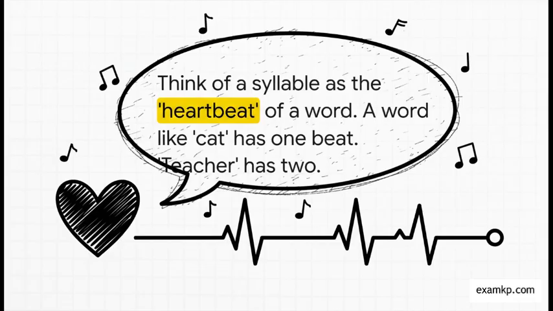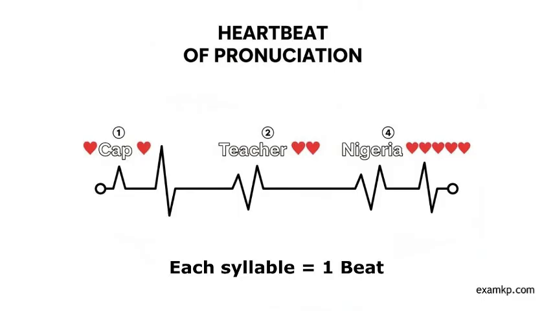Every single word you say is made up of one or more of these little sound units. I absolutely love this analogy. Think of a syllable as the heartbeat of a word. It just makes the whole idea click, right? A short word like cap has one beat, cap. A longer word like teacher has two beats, tea-cher. You can almost feel that rhythm in the language when you think of it that way.